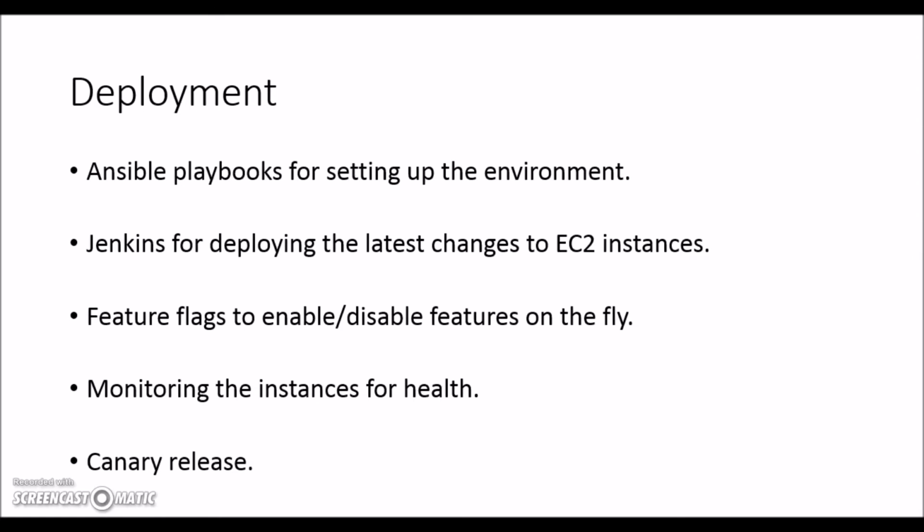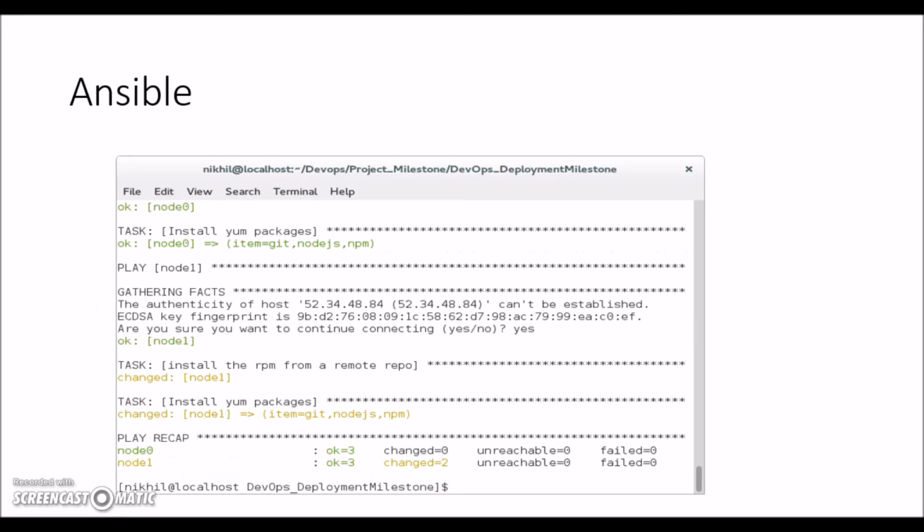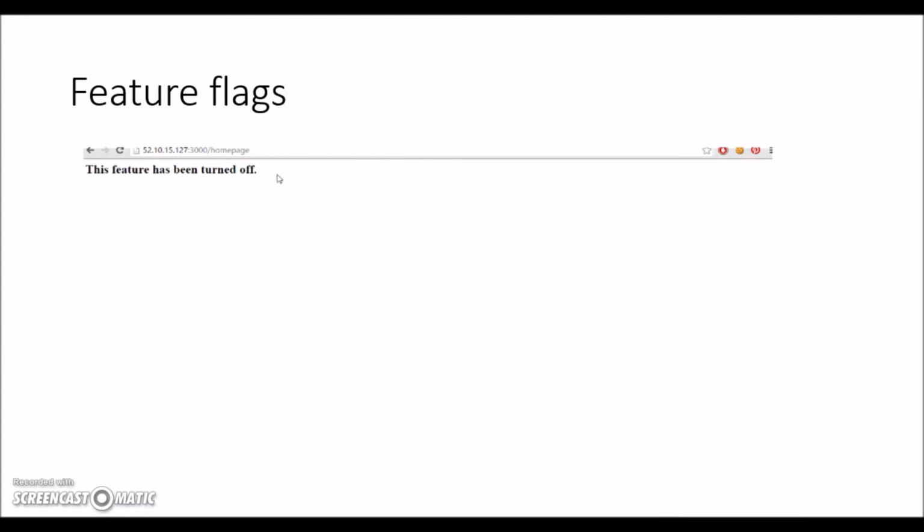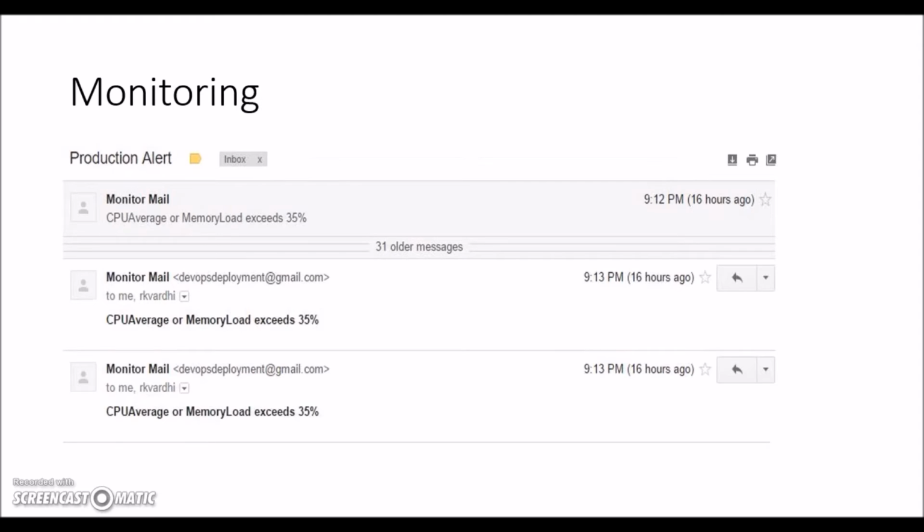For this milestone, we used a simple Node.js application. As part of this milestone, we created an Ansible playbook for setting up the deployment environment, like installing dependent packages. We configured Jenkins for deploying the latest changes to EC2 instances. We implemented feature flags to enable or disable features on the fly without the necessity of redeploying the application.